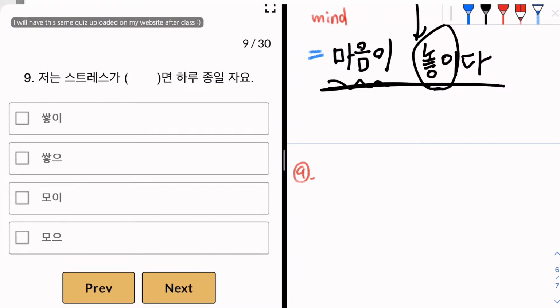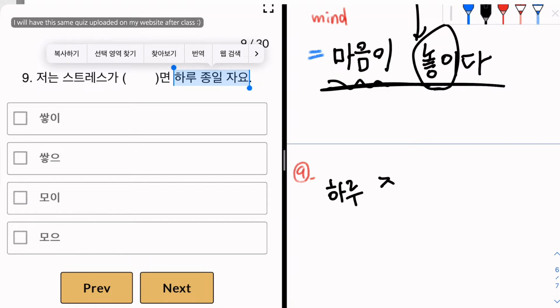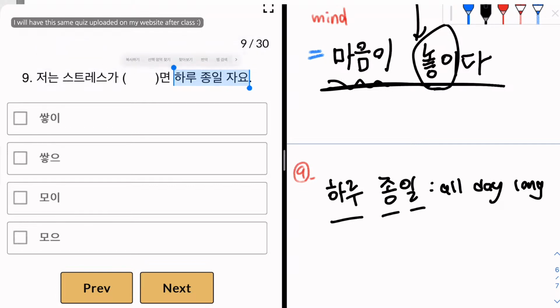저는 스트레스가 blank면 하루 종일 자요. So, as for me, stress means stress, 스트레스가 verb면, if stress verbs, then 하루 종일 자요. 하루 종일 means all day long. 하루 means day, 종일 means all day. So 하루 종일, all day long. And I'm sure you guys know what 자요 is, to sleep, right? So I sleep all day long if stress, blah, blah, blah.